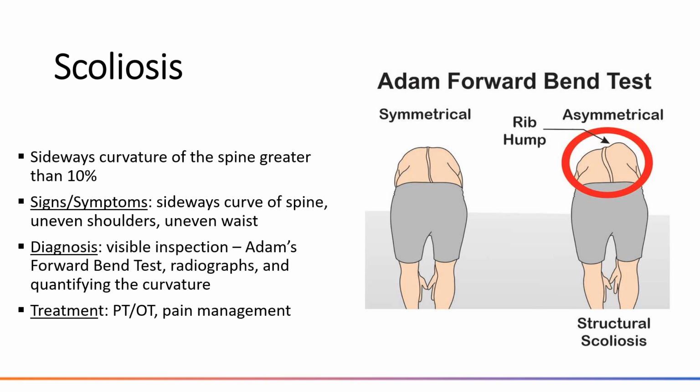To the right on here, you see the Adams forward bend test. This is a visible inspection. So scoliosis is diagnosed via visible inspection, radiographical imaging, and quantifying the curvature. This test, the Adams forward bend test, is to observe the patient. So as a nurse, we go behind the patient and have them bend forward at the hips until their spine is parallel to the horizontal plane. And then we're looking for that lateral curve in the spine.